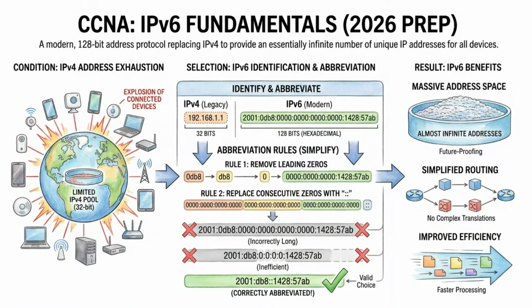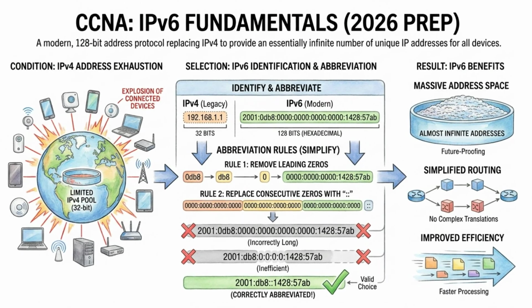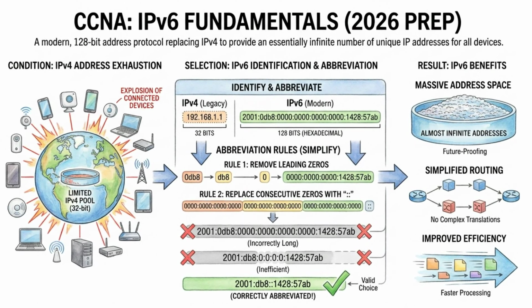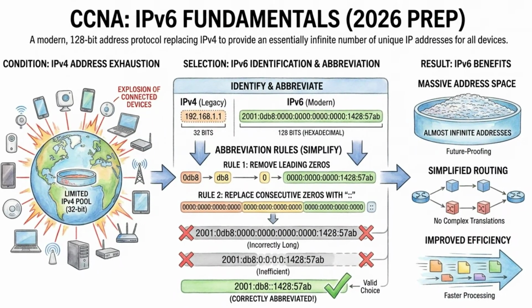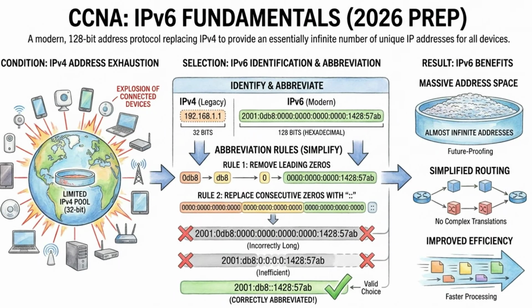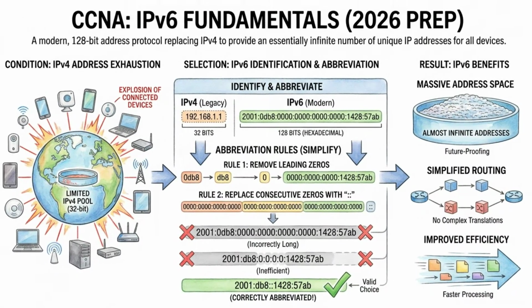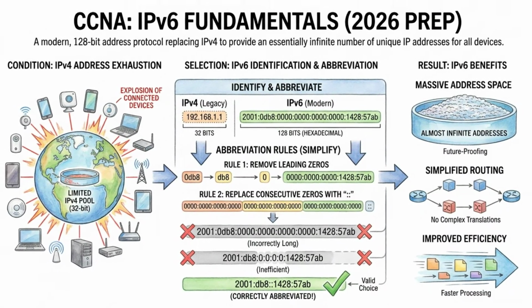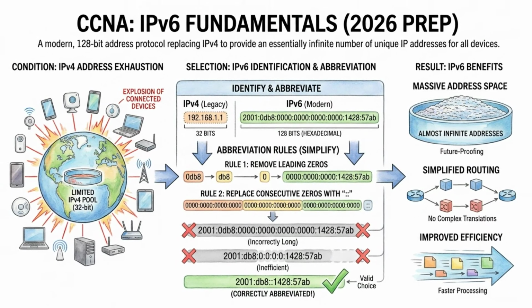Because the world essentially ran out of available IPv4 addresses due to the explosion of internet-connected devices, engineers created a modern replacement called IPv6. An IPv6 address is massive, using 128 bits written in long hexadecimal strings, which provides an almost infinite number of unique addresses for future technologies. Aside from simply providing more addresses, IPv6 also includes improvements that eliminate the need for certain complex network translations that we used to rely on.